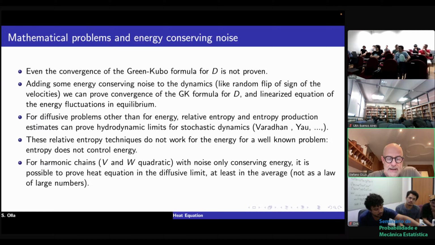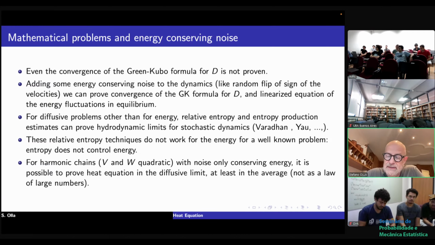But for harmonic chains, where you take V and W quadratic, the dynamics will be linear, and if we put only noise that conserves energy, then it's possible to prove the heat equation in the diffusive limit, at least in the average sense, not as a law of large numbers, but the average of the energy after diffusive rescaling will converge. Actually, amazingly, the proof of this is only very recent, the paper with Tomasz Komorowski and Joel Lebowitz that has been published last year in Communications in Mathematical Physics and in GSP.